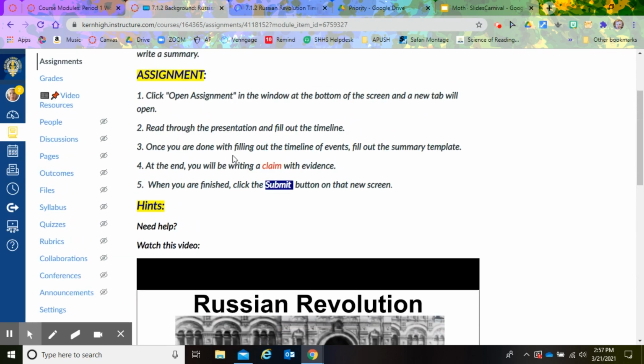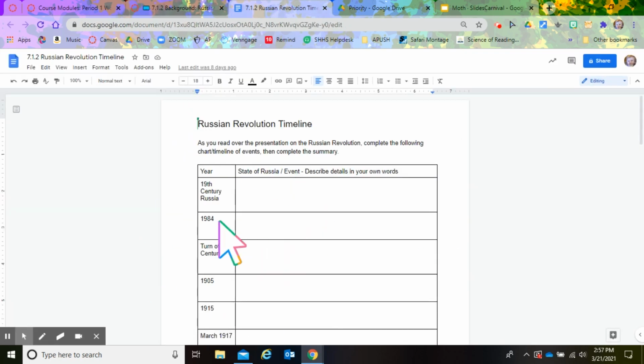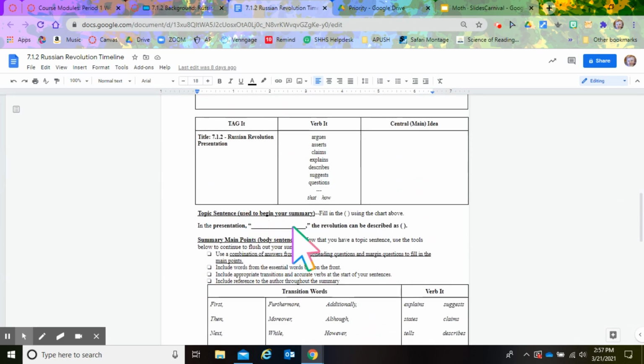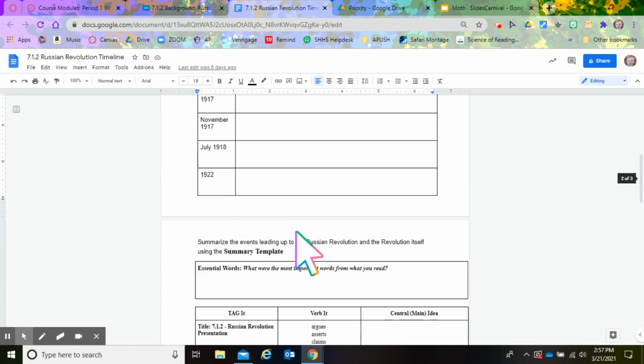All right, once you are done with filling out the timeline of events, fill out the summary template at the end. You will be writing a claim with evidence. So what I'm going to do is make a video going through this presentation and helping fill out this timeline, not completely, but a little bit. And then we'll have a second video to go over the timeline template and the summary template for the Russian Revolution background, right? So a lot of information. So get ready.